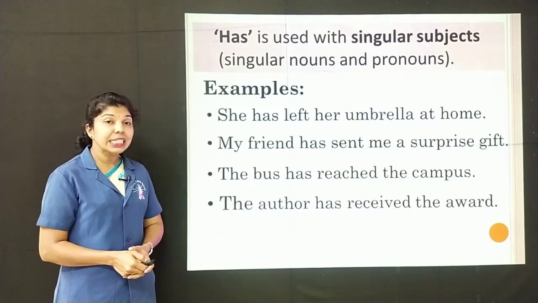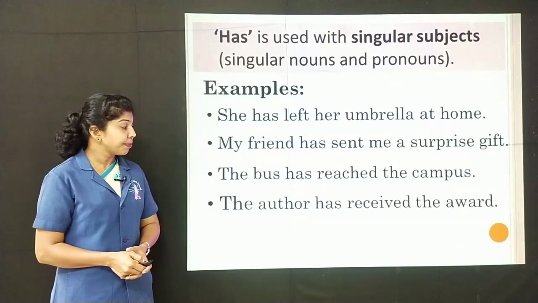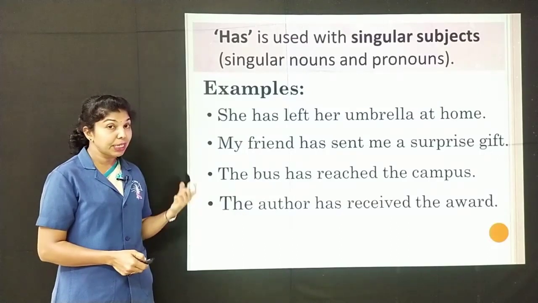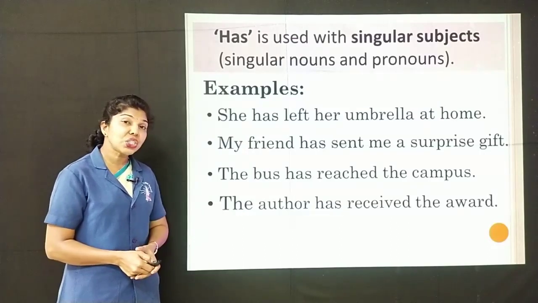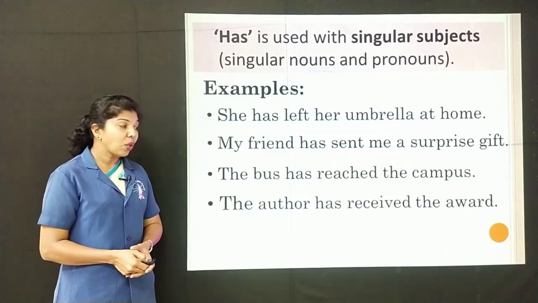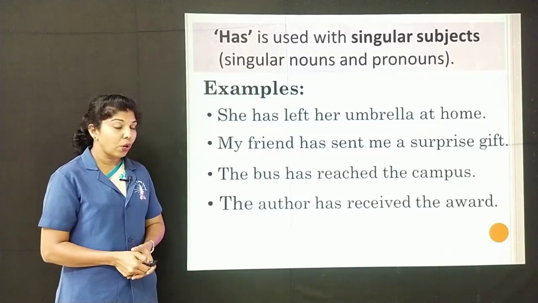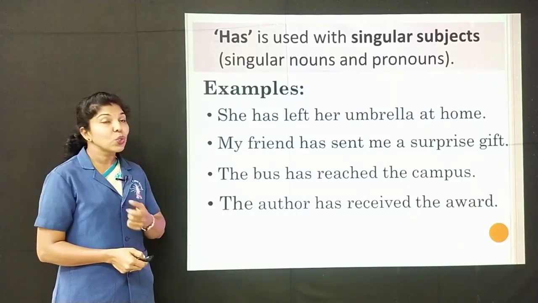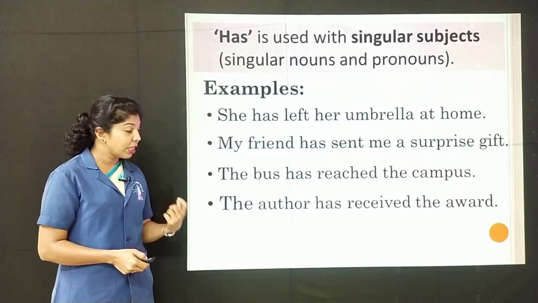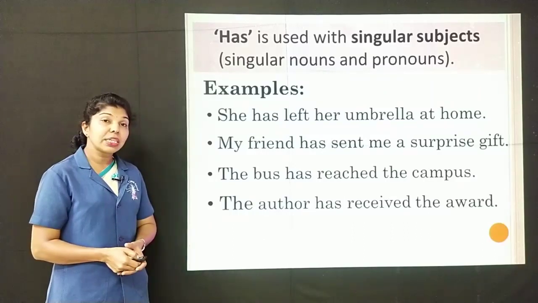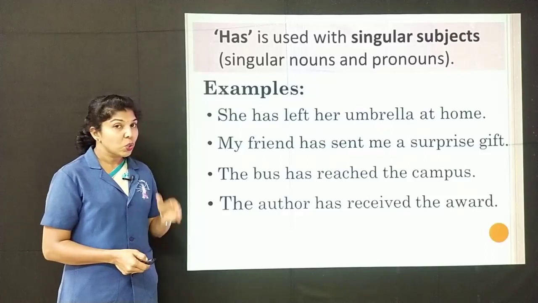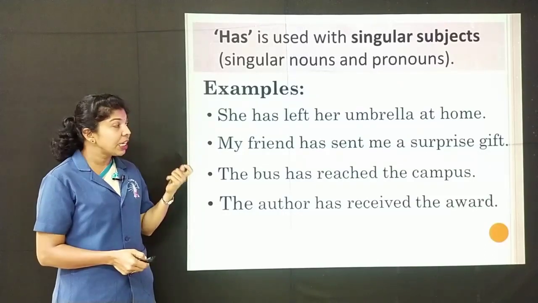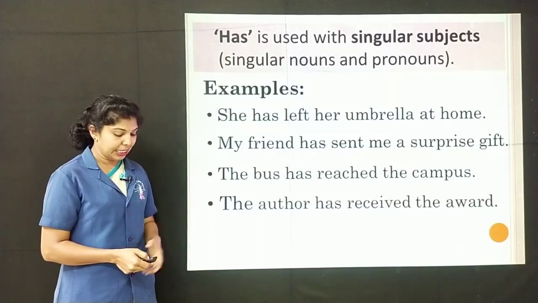My friend has sent me a surprise gift. The bus, instead of it, we use the singular subject the bus. The bus has reached the campus. The author has received the award. Here the author is the singular subject. We can also use the pronoun he there, but we are using the noun the author. The author has received the award. So I think you are clear how the auxiliary verb has is used in the sentence.